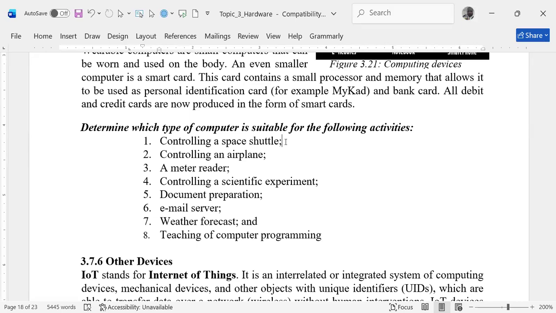So you type number one, controlling a space shuttle equal to, and choose only one type of computer. Then you go to question two, controlling, and I've typed for you: controlling an airplane is equal to supercomputer or mini. Choose only one. Are you okay? Okay, sir. Good. And I'm saying that because you are having challenge with the forum. So do it quickly in your WhatsApp and send to me. I'll mark and you get a response immediately.